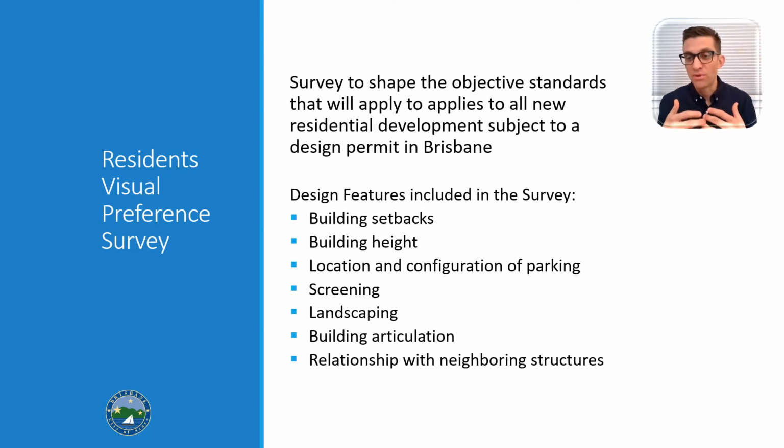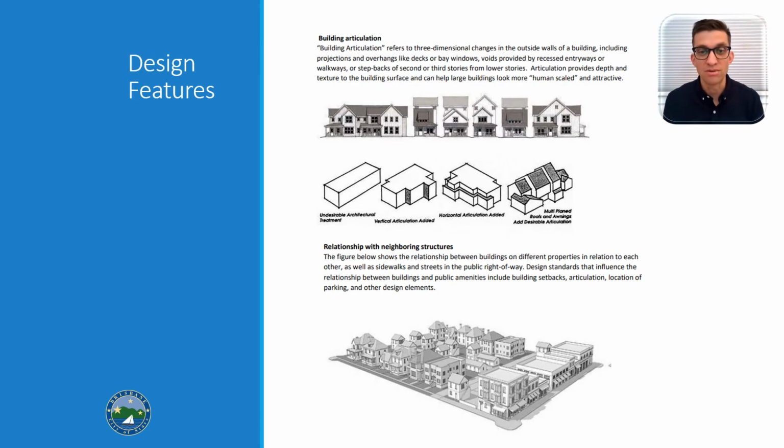We're taking input throughout the process, and many of the terms and type of architecture here will be featured throughout this process, so it's good to understand. So we're looking at design features within the survey: building setbacks, so how far it's set back from the street, the building height, the location and configuration of parking. Would you prefer to see the parking within the building or underground? How you would like to see the building screened, landscaping, building articulation, and relationship to neighboring structures.